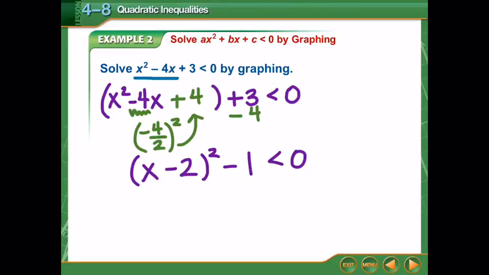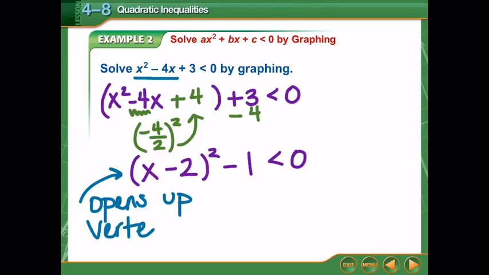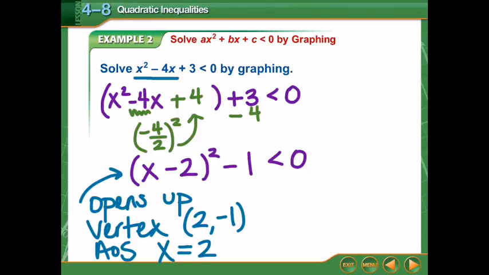Okay, so now that it's in vertex form, I'm going to go ahead and write down the vertex and the axis of symmetry. I know that this graph opens up, since it's a positive in front of the parenthesis here. The vertex of this parabola is going to be positive 2, negative 1. Remember, when you take the number out of the parenthesis, it's going to change sign. And then the axis of symmetry for this parabola is going to be x equals 2.